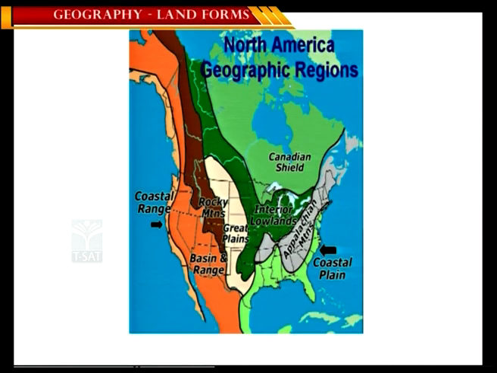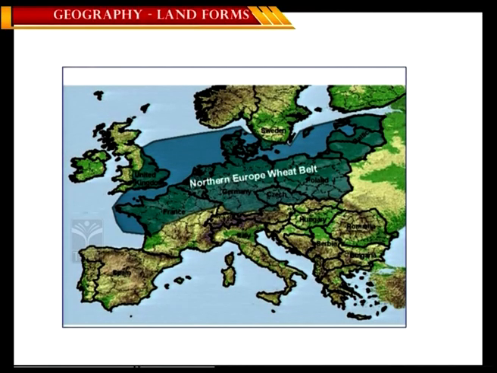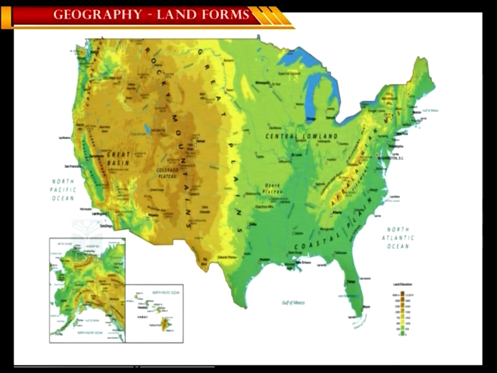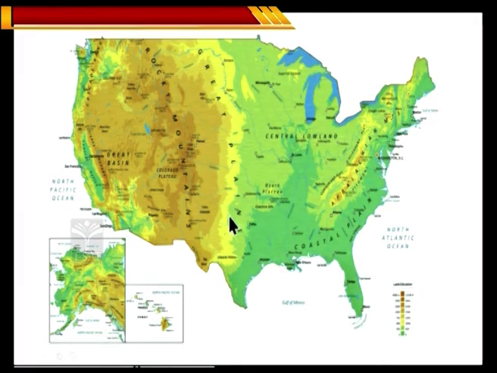So, for example, you have this northern European wheat belt, which can be given as an example of a plain region where wheat is cultivated. Another example is the Great Plain regions of America, which is divided into the corn belt and wheat belt region, a classic example of a plain which is useful in the cultivation of wheat and corn.